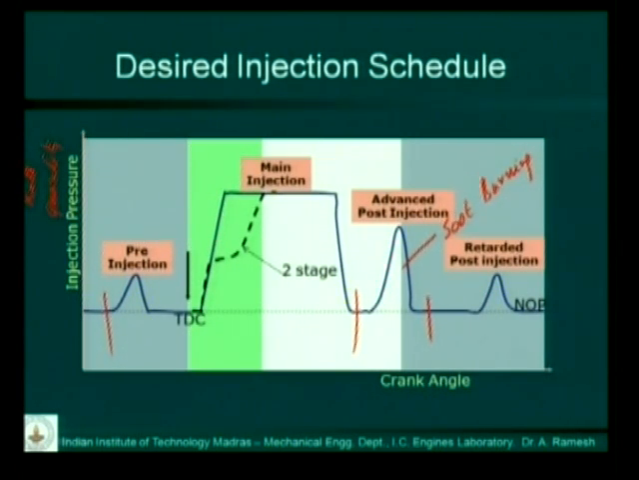If you want to remove that smoke, you burn that smoke in the engine itself. And to burn that smoke, you again inject some small quantity of fuel. That further raises the temperature and burns the soot particles inside. So this is called advanced post injection, which is for soot burning. So this brings down the soot in the exhaust.